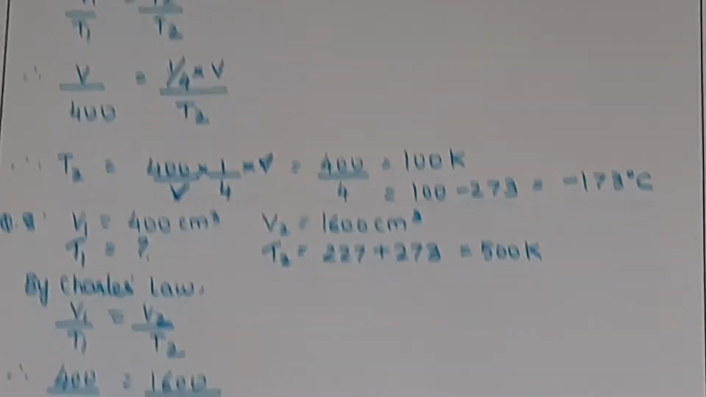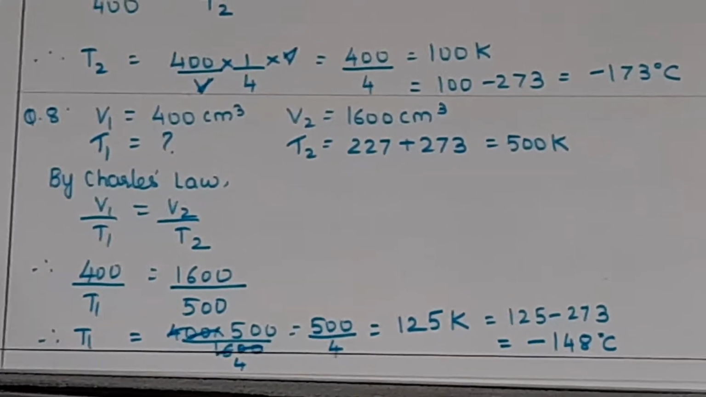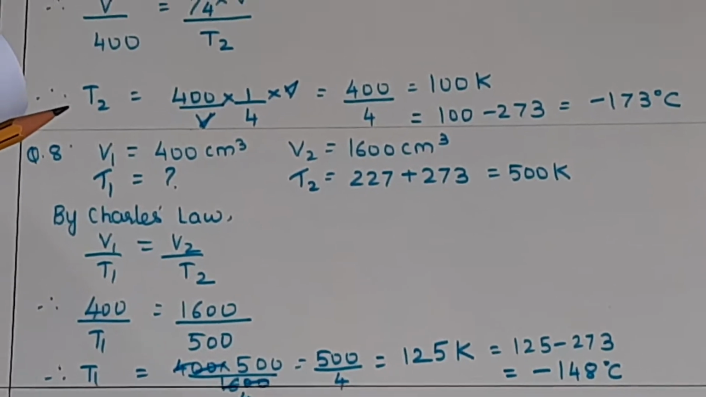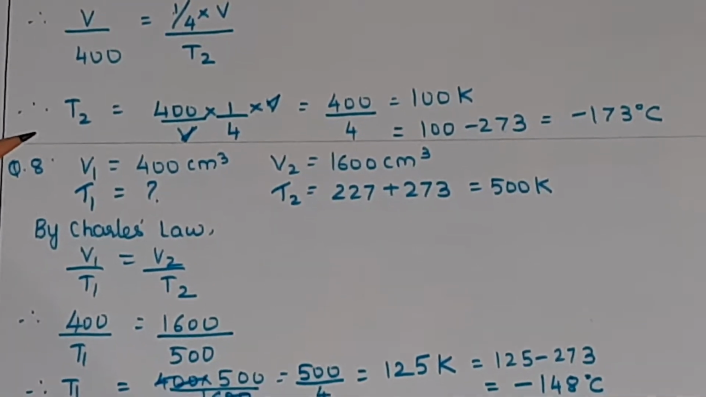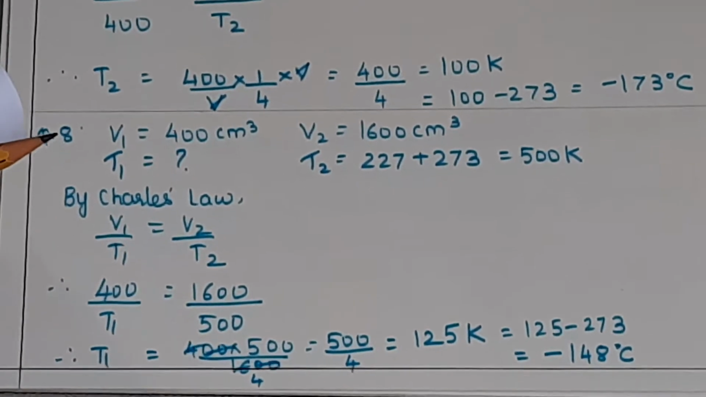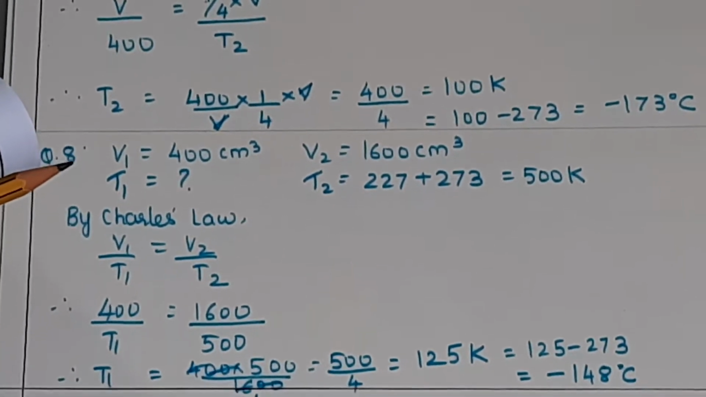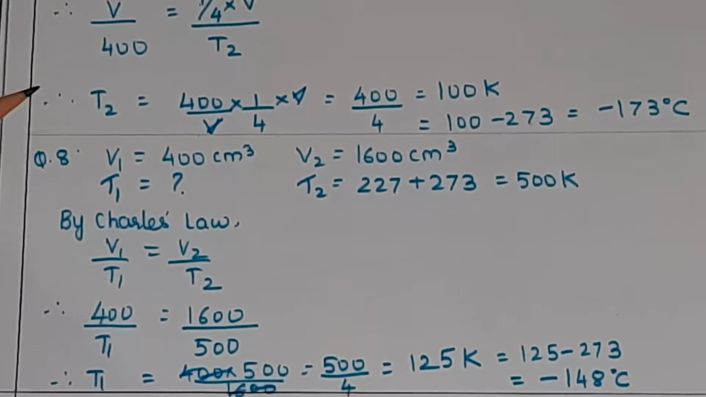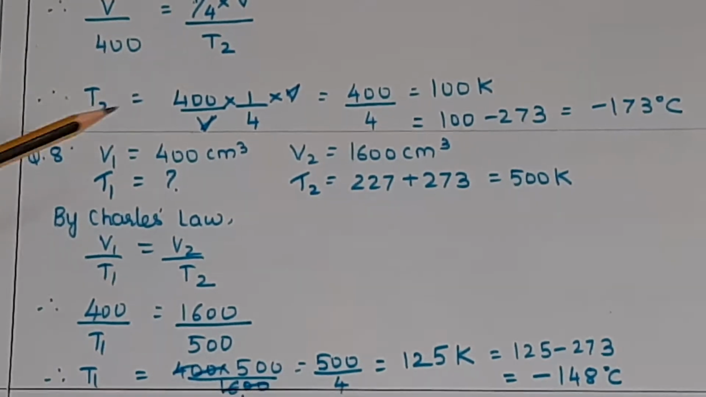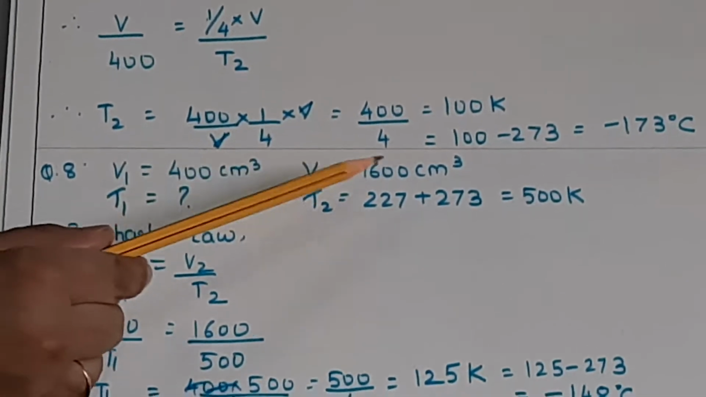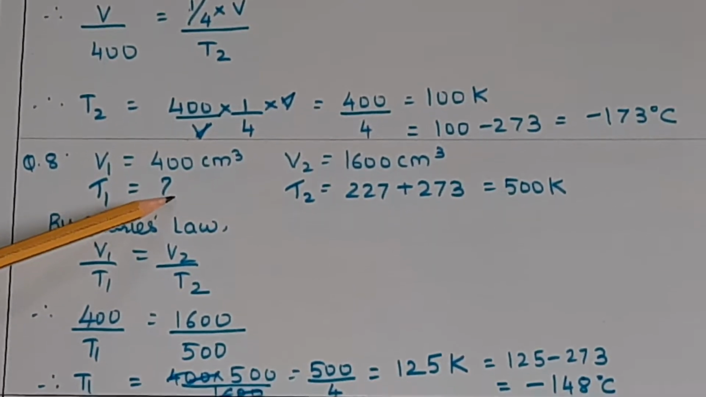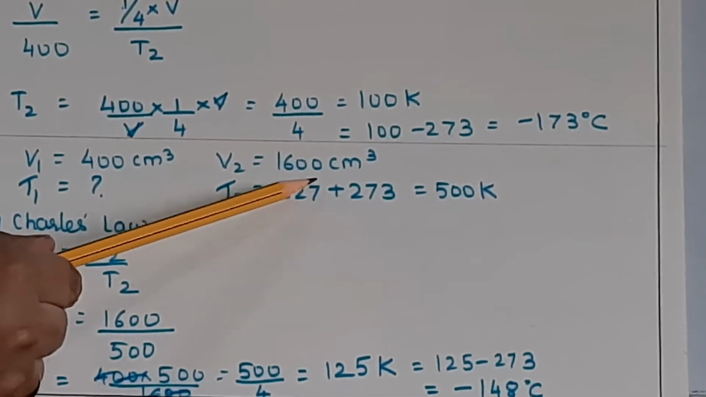Now moving to the next sum, that is our 8th classwork sum. A gas occupies a volume of 400 cubic centimeter. On heating to 227 degrees Celsius, its volume becomes 1600 cubic centimeter. Find the initial temperature of the gas on the Celsius scale, assuming that the pressure is constant. So now here initial volume, from the sum you can write the data. Initial volume is 400 cubic centimeter. Final volume is 1600 cubic centimeter or cc. Initial temperature we have to find out, and final temperature is 227 degrees Celsius.